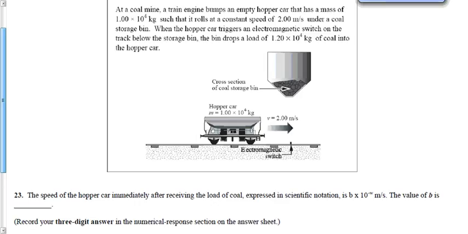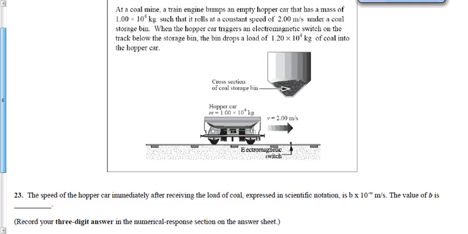Let's have a look at the question. It says, at a coal mine, a train engine bumps an empty hopper car that has a mass of 10,000 kilograms such that it rolls at a constant speed of 2 meters per second under a coal storage bin. When the hopper triggers an electromagnetic switch on the track below the storage bin, the bin drops a load of 12,000 kilograms of coal into the hopper car.